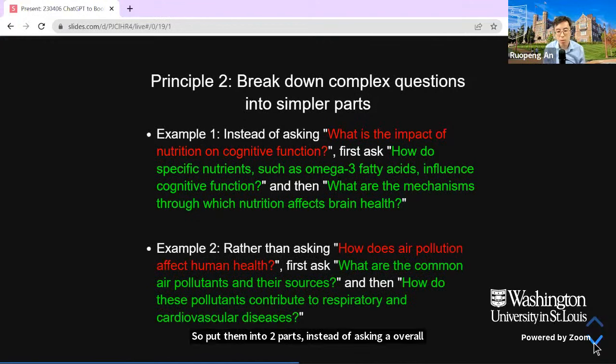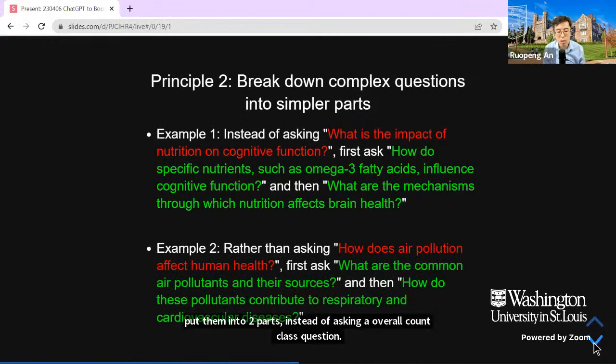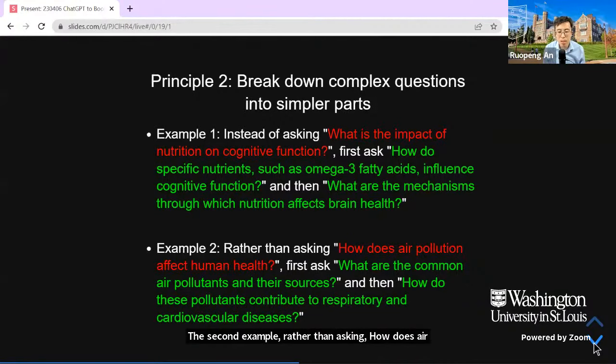The second example, rather than asking how does air pollution affect human health, probably it's a better idea to first ask the question, what are the common air pollutants and their sources? And then ask how do these pollutants contribute to respiratory and cardiovascular diseases.